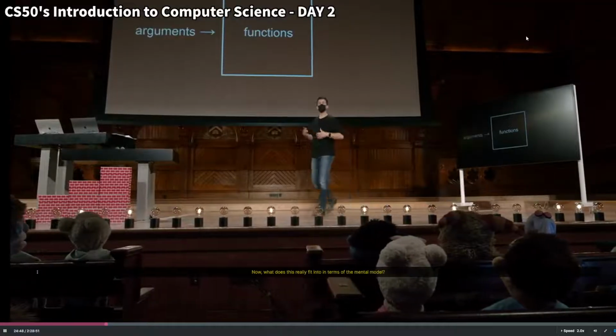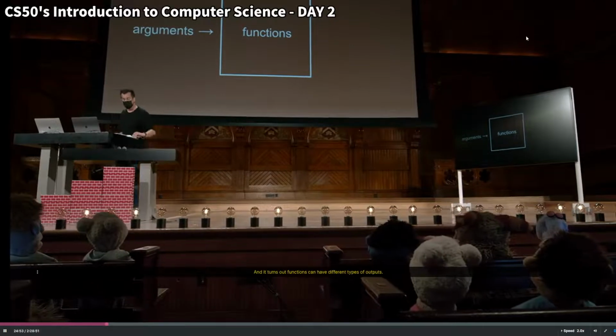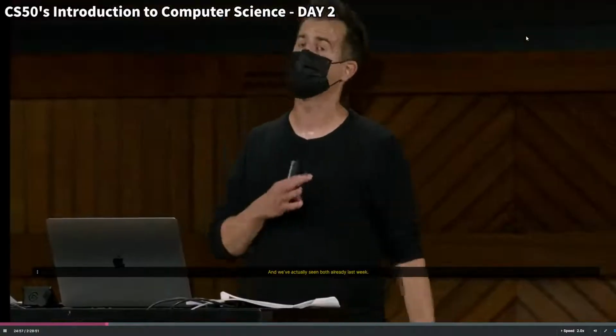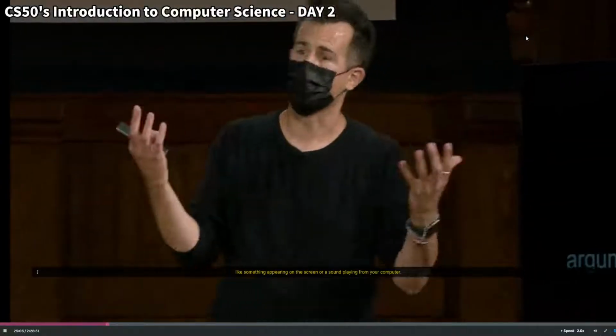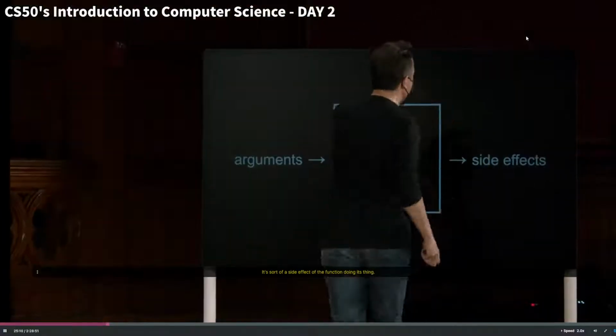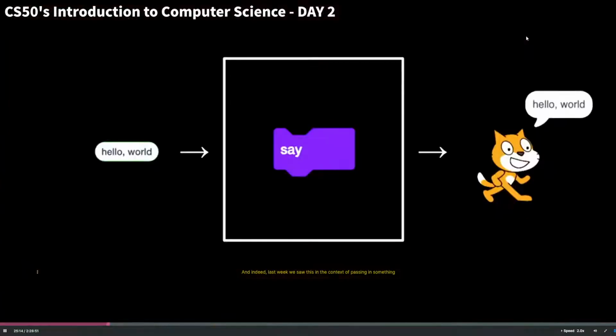Now, what does this really fit into in terms of the mental model? Well, functions take arguments, and it turns out functions can have different types of outputs. And we've actually seen both already last week. One type of output from a function can be something called a side effect, and it generally refers to something visual, like something appearing on the screen or a sound playing from your computer. It's sort of a side effect of the function doing its thing. And indeed, last week we saw this in the context of passing in something like hello world as input to the say function, and we saw on the screen hello world.